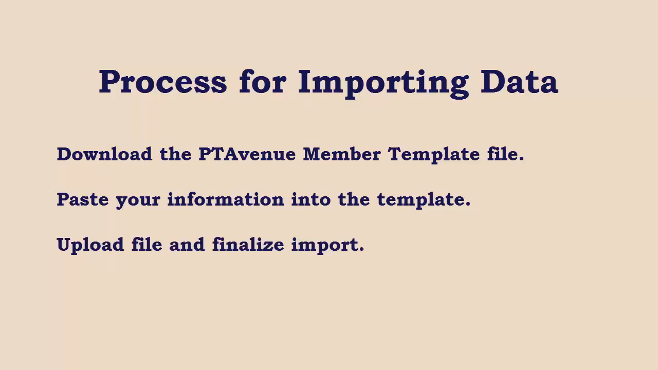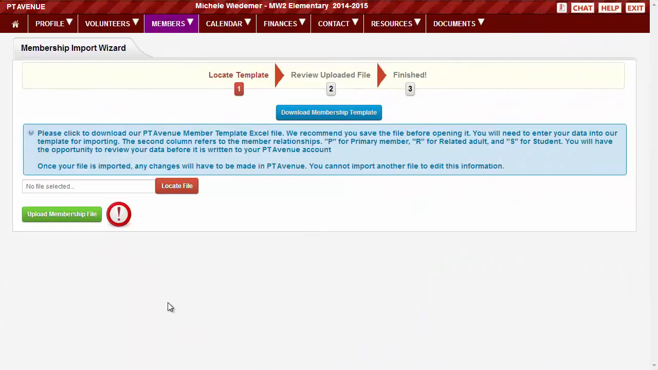When the information is ready to import, you'll return to the Membership Import Wizard screen in PT Avenue. There you will upload the Excel file, review the data, and finalize the import. Let's look at each procedure step in more detail. First, you'll need to go to the Membership Import Wizard screen to download the template file for your member information.